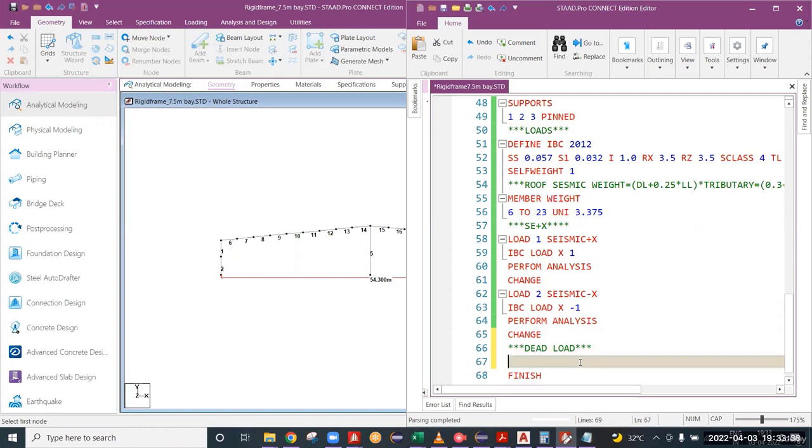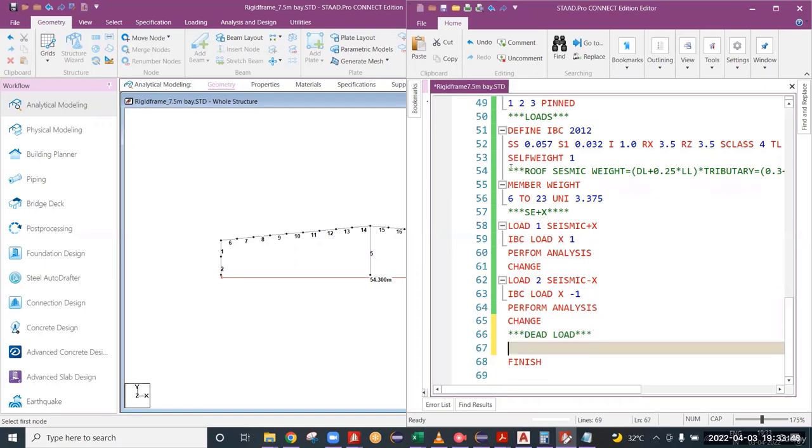Whatever line you mention with a star, that line will not compile in the program, so it will appear in green color. Make sure that whatever line you start with a star symbol will not compile in the program.